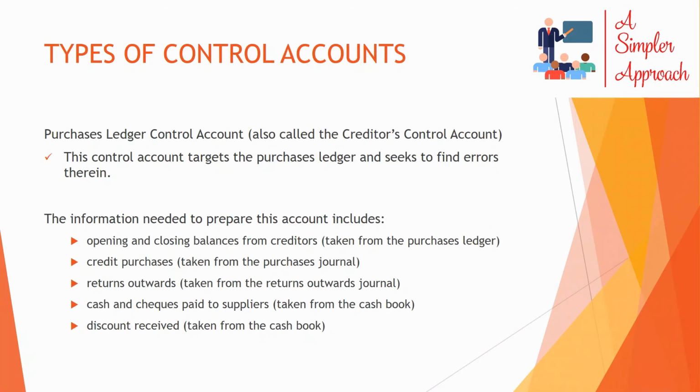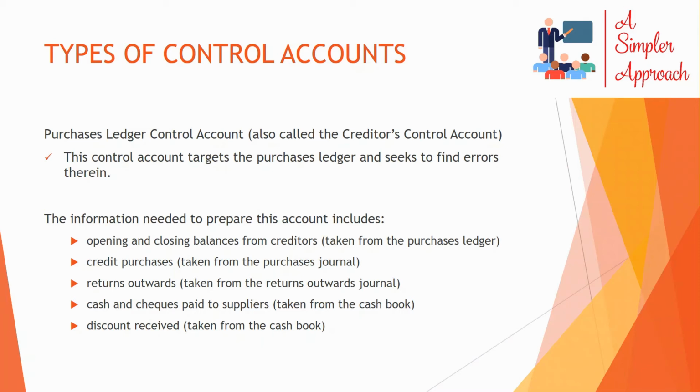The second type of control account is the purchases ledger control account, otherwise called the creditors control account. This control account targets the purchases ledger, and its function is to ascertain whether or not errors are located in the purchases ledger. Now, to prepare the purchases ledger control account, you need the opening and closing balances from all creditors. That information is taken from the purchases ledger. You need the credit purchases balance. That is taken from the purchases journal.